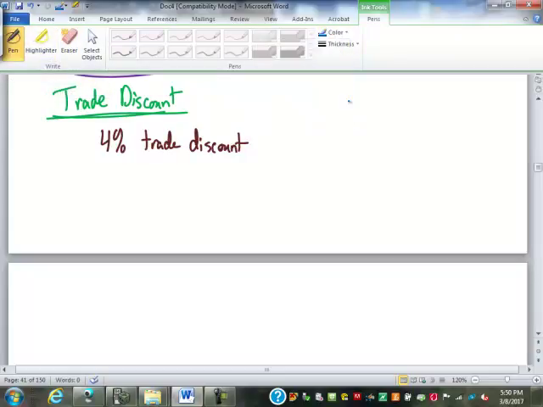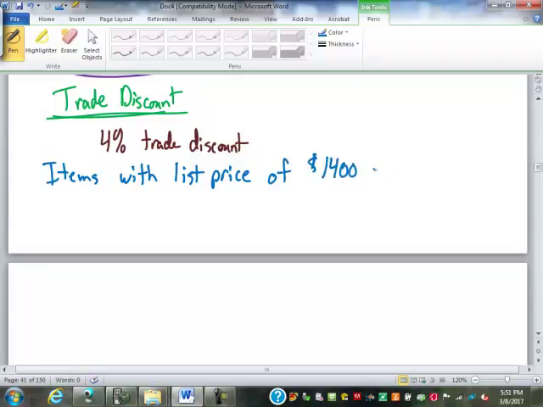So let's say you own a business and you get that 4% trade discount. So let's say you have items with a list price. List price is that standard price that anybody off the street can come in and buy it for, of $1,400. How much will it cost you?